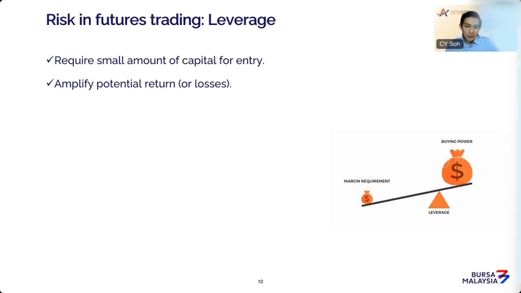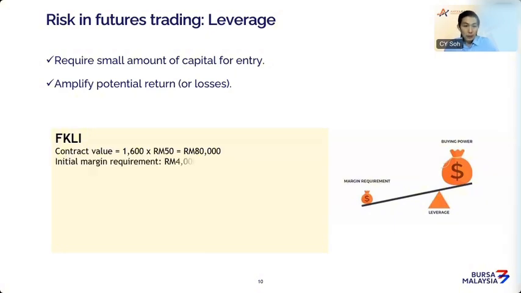So let's have a look at an example. What do we mean by leverage in futures trading? For example, let's say you want to buy a futures contract for FKLI, but you only have $4,000 to invest. Currently FKLI is at 1,600 points. Multiply by $50 per point, so one contract of FKLI is actually worth 80,000 ringgit.